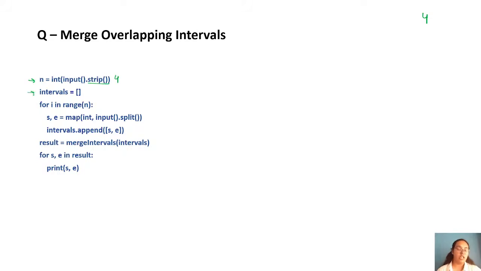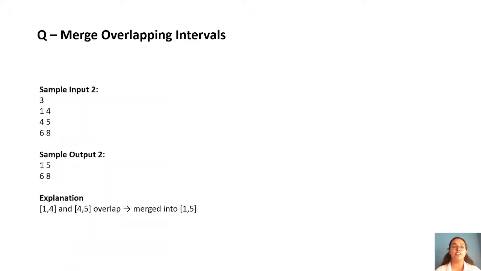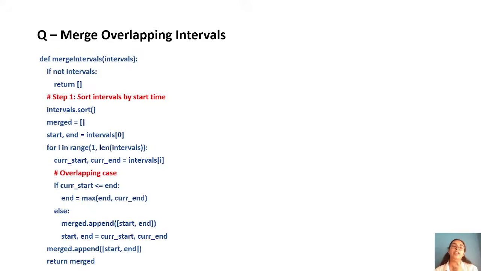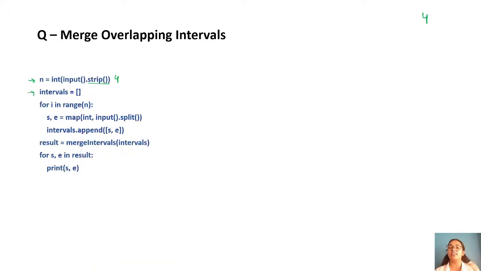Now, if you remember, if there are 4 elements in an array, all 4 elements are on different lines, and each line holds one list with the starting and ending. So let's create one empty list for intervals. Now for i in range n, because there are 4 inputs you have to take on 4 different lines. In each line, you're taking 2 inputs, right?